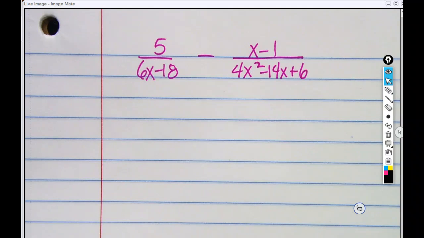I've got polynomials in the denominator, so what are we going to do? Going to factor. You're still writing, so I'll hold up for a second. Okay, greatest common factor on the left-hand side. 6.